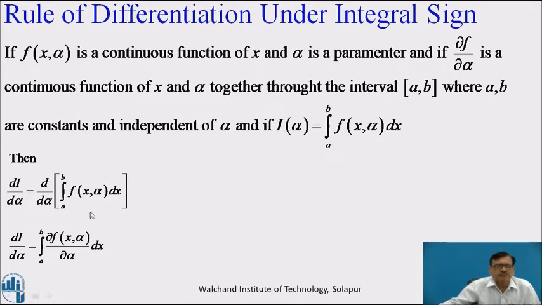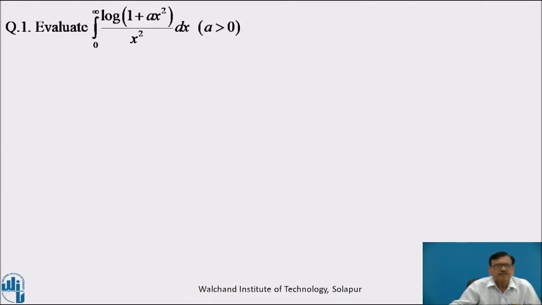That is, here we are differentiating f(x, alpha) partially with respect to alpha, that is del f by del alpha. This is the rule of differentiation under the integral sign. Now some examples cannot be evaluated by the usual method, and after differentiation we can evaluate the given integral. Now we will see an example.